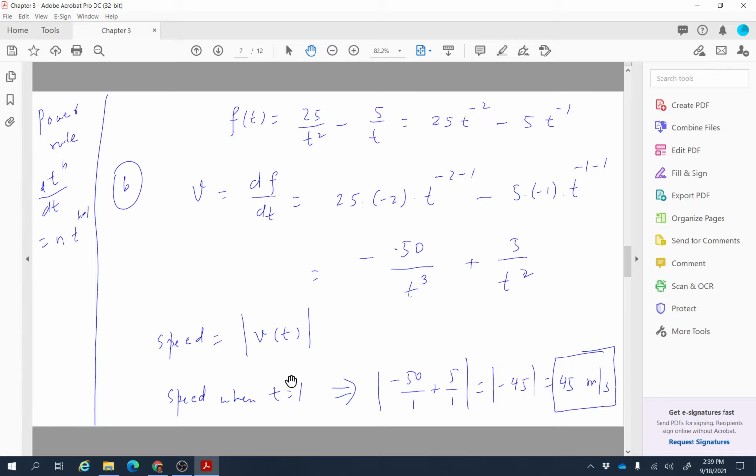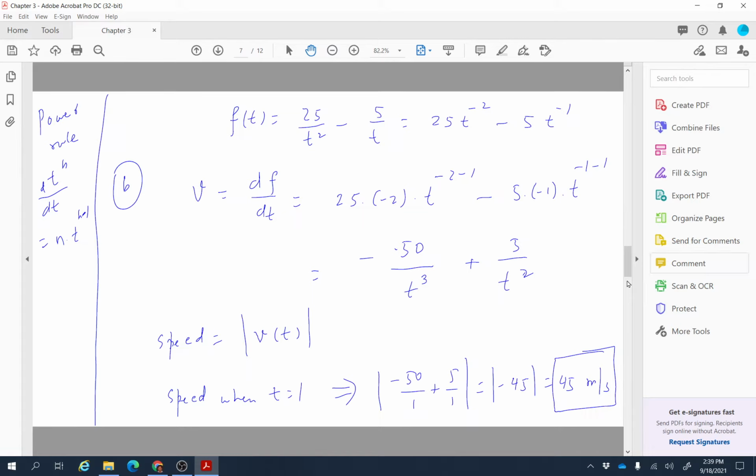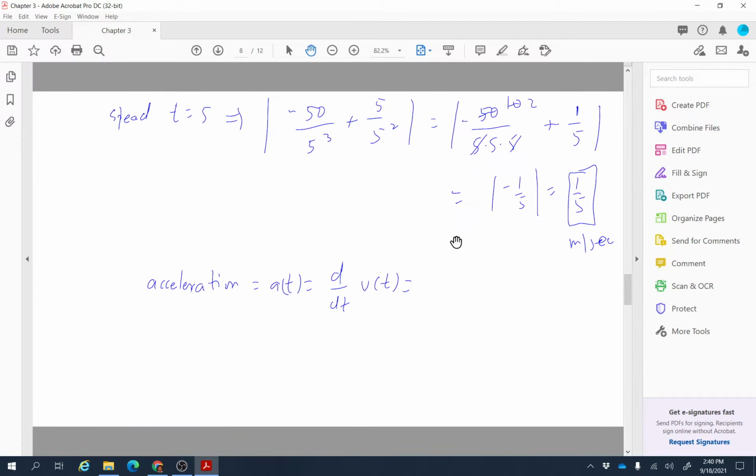And we would like to find out the acceleration as well. Acceleration means it's a derivative of this function again. So the second part, acceleration a of t is the derivative of the function v of t. Just use the power rule like this, and the derivative of this function would be negative 50 times negative 3 times t to the power negative 4 and negative 5 times negative 2 times t to the power negative 3.